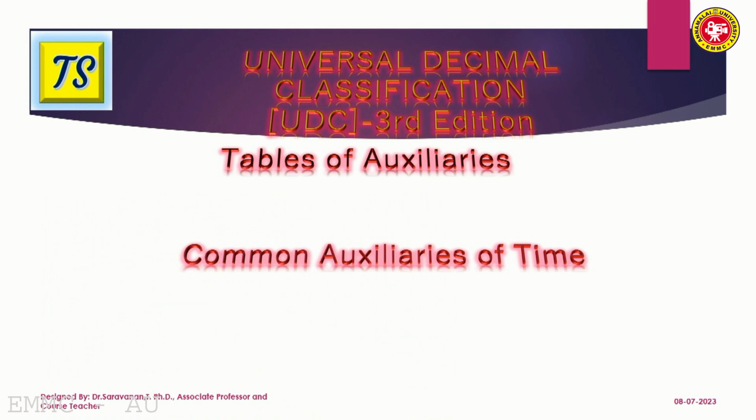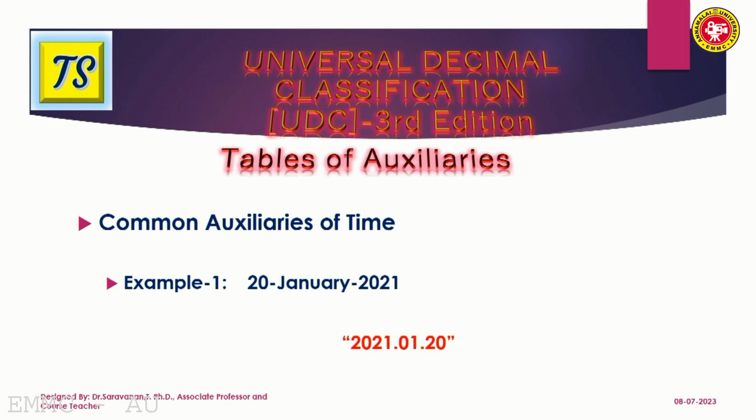Next, the common auxiliaries of time. Of course, the time has various notations. Let me explain one by one. Observe it carefully. The first example, the month, date and year. It should be entered in this format. The format should be reversed. As you know, year should come first, followed by month and date. They should be placed within double quotes.